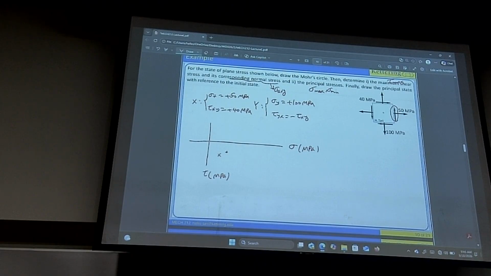I'm back at origin for Y. And then to the right 100 and up 40. All right, very good. Now you want to draw the circle connected to this point. The center is called what? Tau average.